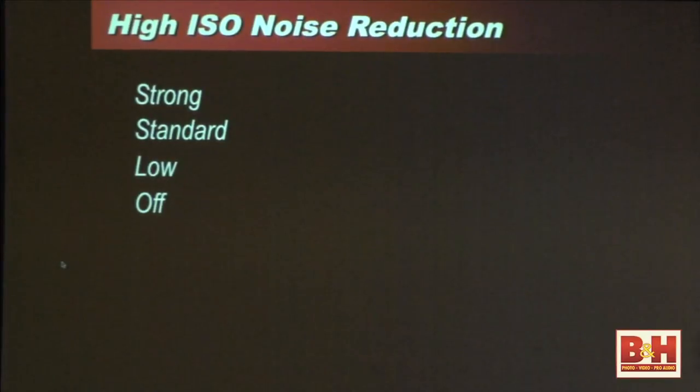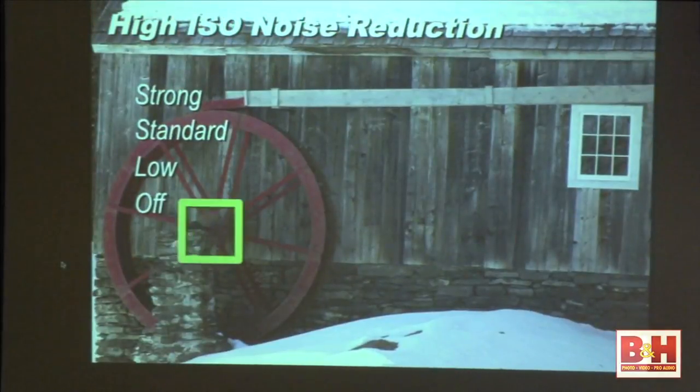There's also high ISO noise reduction, which is a little more self-explanatory and a little more an everyday fact of life for people. And this is something that we've added to on recent cameras. For a while, our cameras just had on or off. Now, all the current cameras give you a choice of three settings in addition to off.